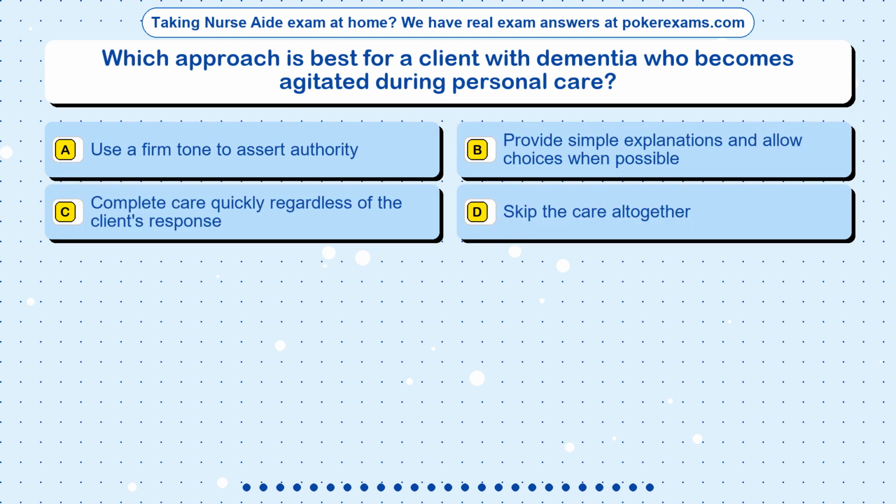Question 20. Which approach is best for a client with dementia who becomes agitated during personal care? Option A, use a firm tone to assert authority. Option B, provide simple explanations and allow choices when possible. Option C, complete care quickly regardless of the client's response. Option D, skip the care altogether.